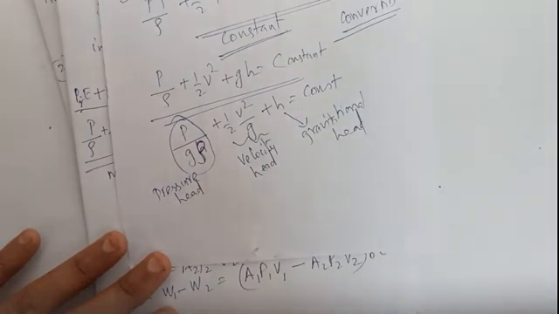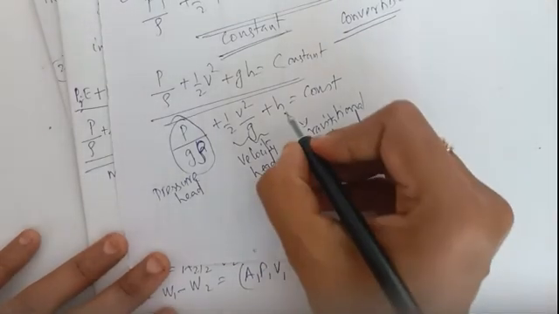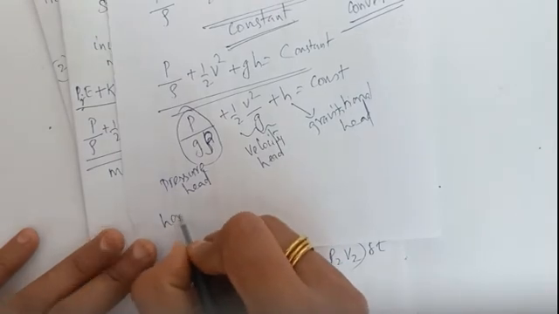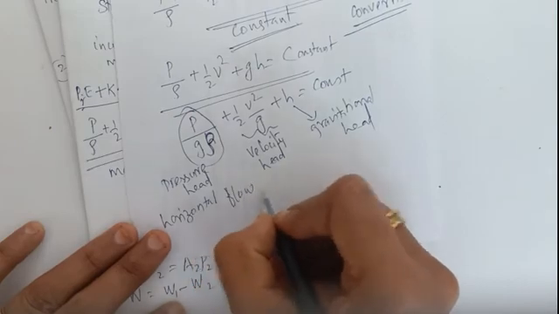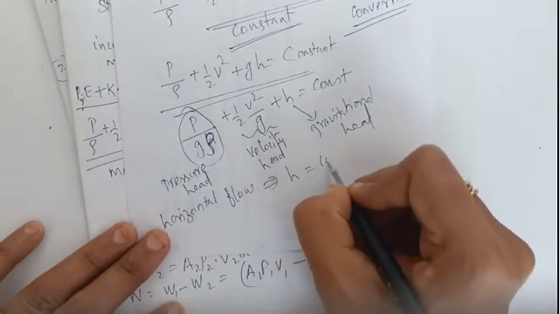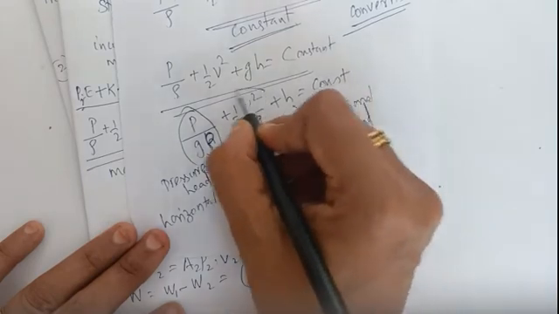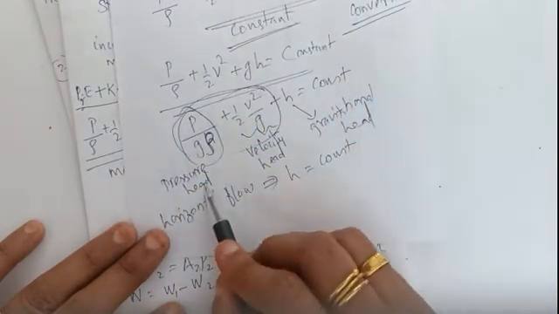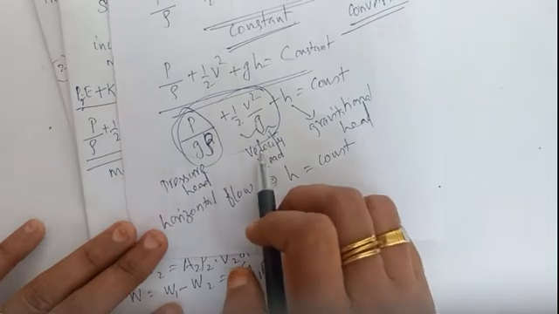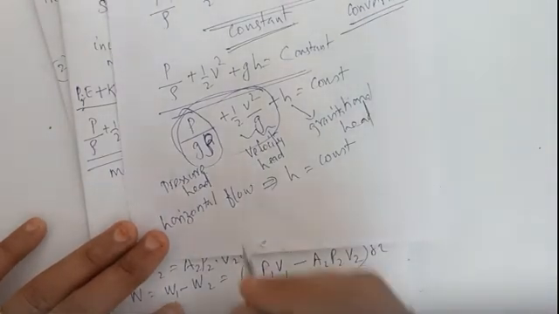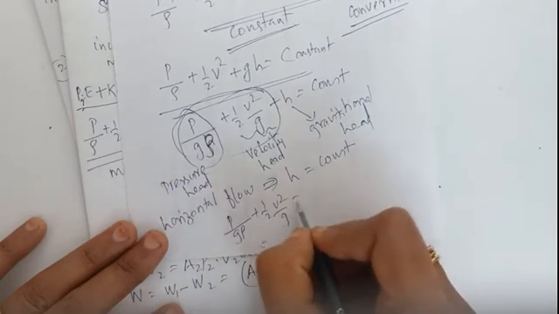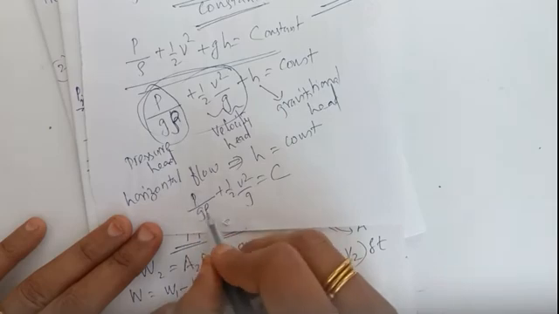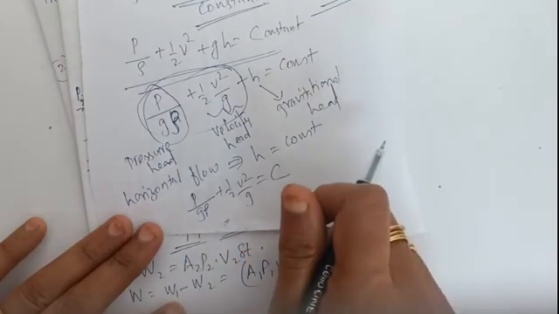See, if the liquid is flowing horizontally, what will happen? The gravitational head h is a constant. For a horizontal flow, the gravitational head is a constant. That means we will be having only these two terms. That is, pressure head plus velocity head is a constant. That is P by rho g plus half V square by g is a constant. Or you can also write P by rho plus half V square is a constant.